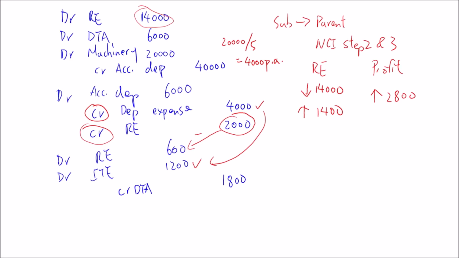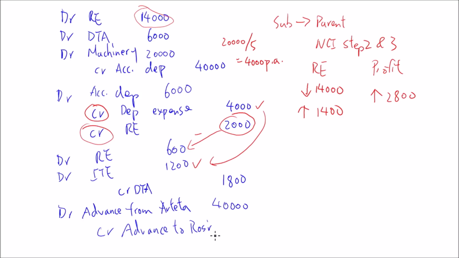So going back to the question, we are going to debit advance from the parent, 40,000, which is a liability account, and we also want to credit the advance to the subsidiary, which is an asset account, $40,000. So make sure that you look at the entire question, including the additional information and the statements, before you move on to the next part.